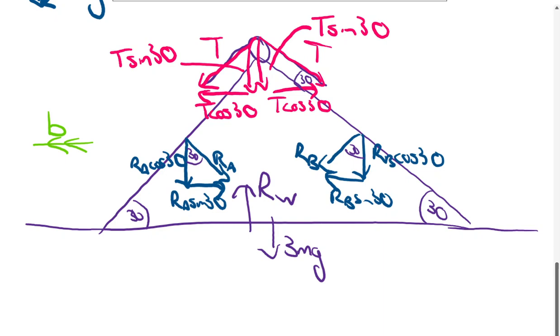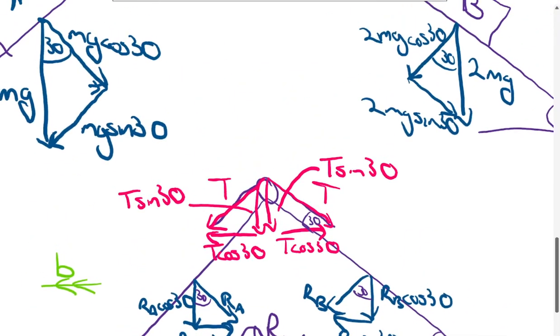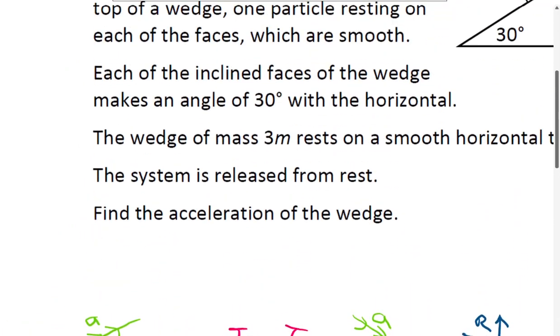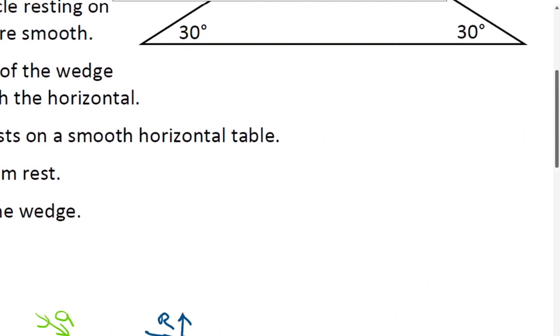With the wedge, we have dealt with A and B pushing into the wedge with the reactions. There's tension, the reaction on the table, the acceleration, and the mass of the wedge itself. I think that's everything that's happening in the wedge. So let's look at the diagram. Actually, let's look at the non-messy one here, get a handle on it.